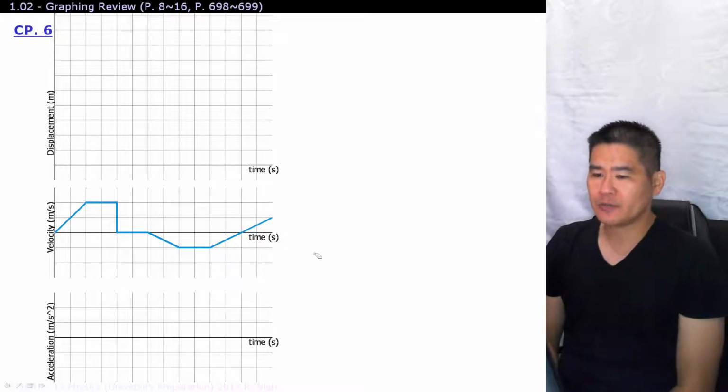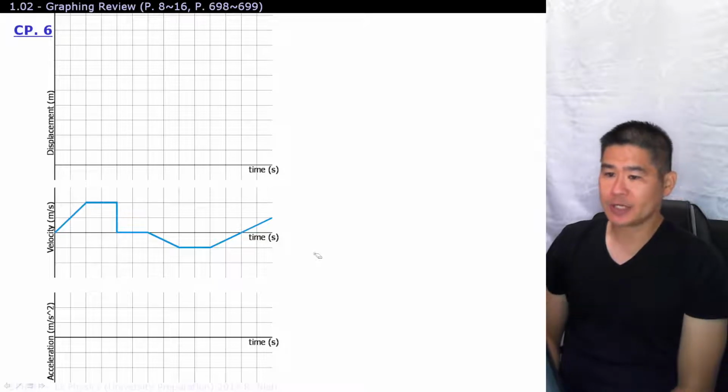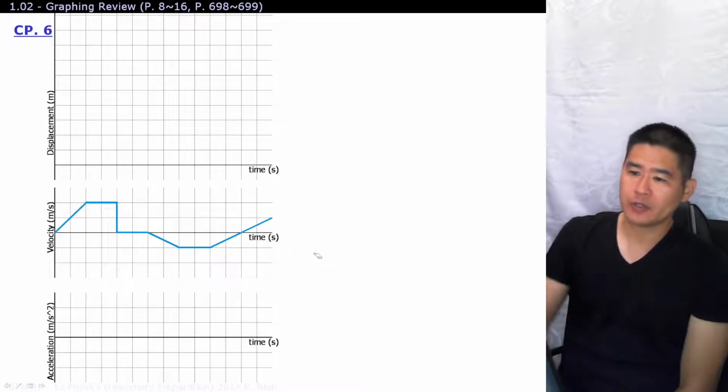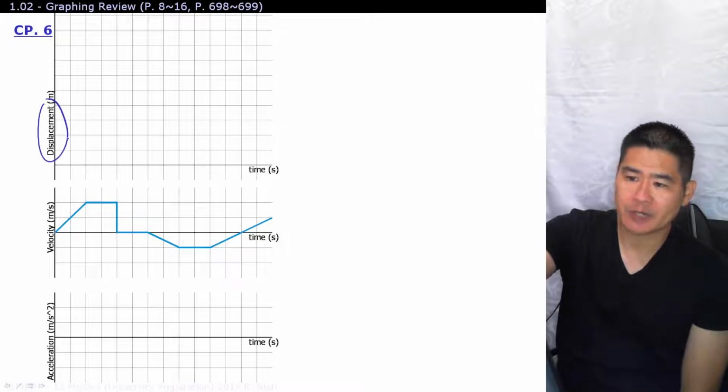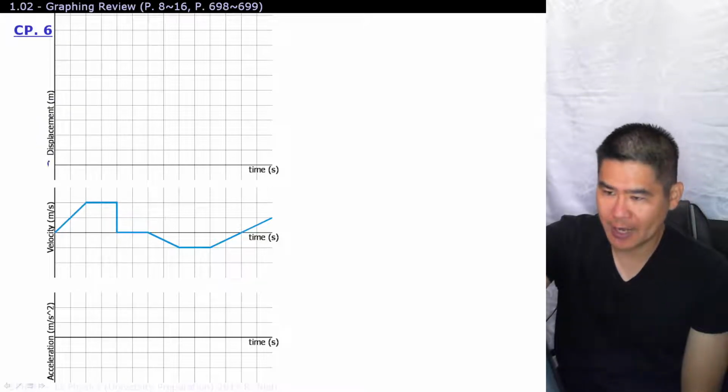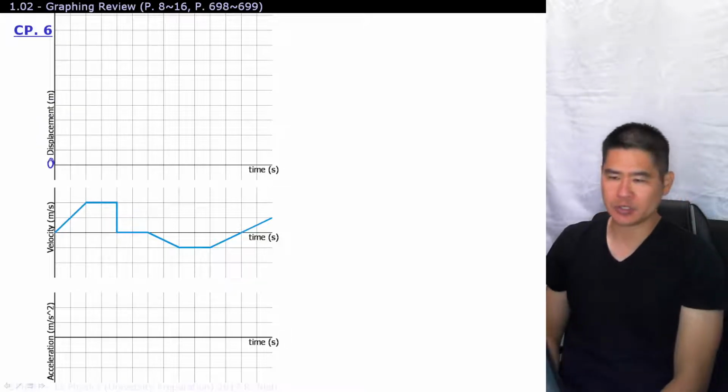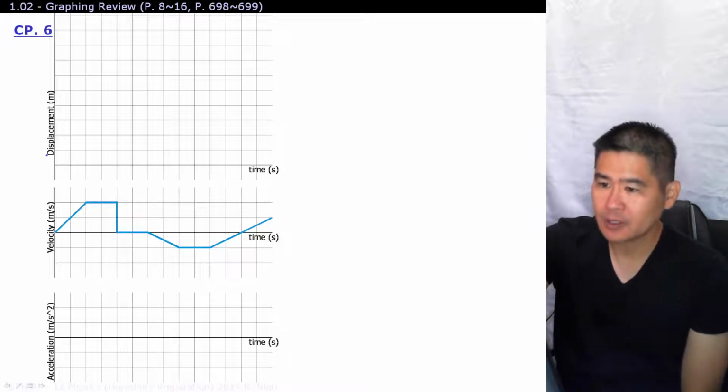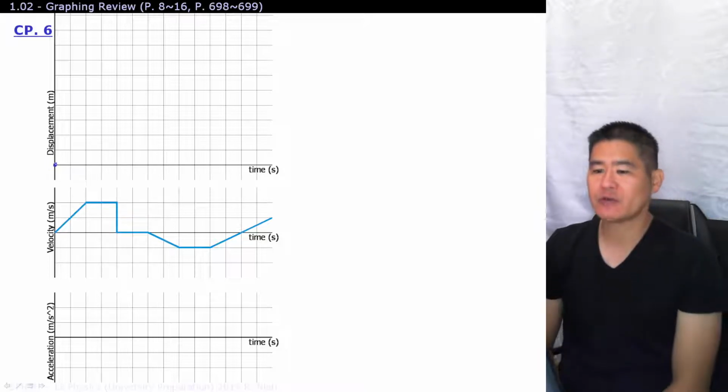Okay, so let's perform the integral of this velocity time graph. Now, if we don't know where we started, then that's why this is called a displacement time graph. Meanwhile, if we notice that we started at exactly position 0, then it's a position time graph. Anyways, we start off at our initial reference point.